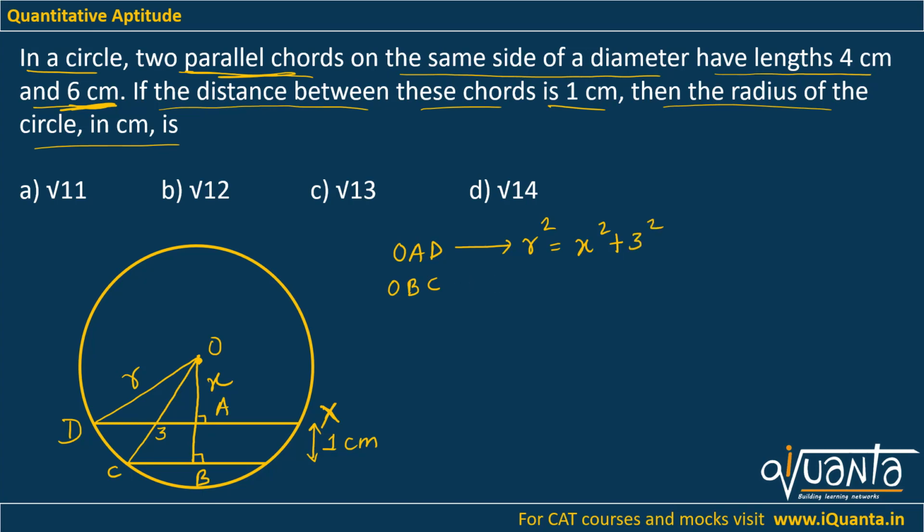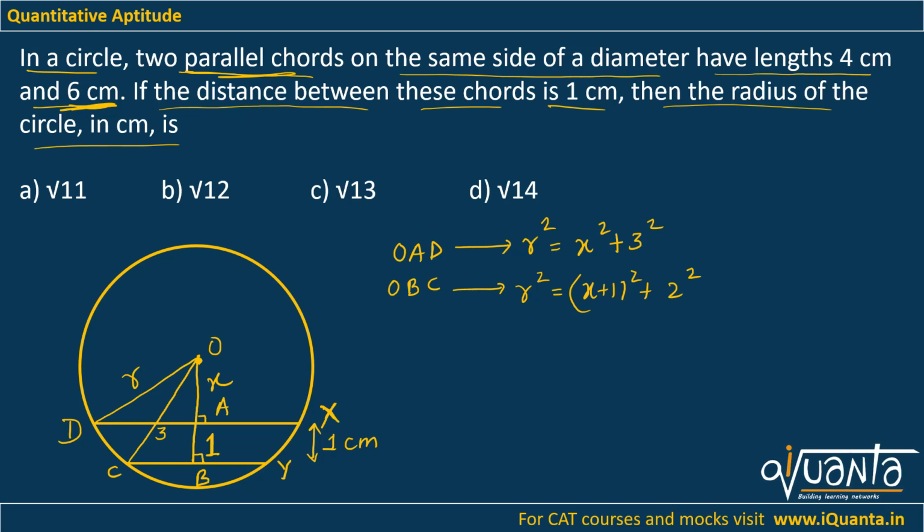Now let me apply Pythagoras theorem on triangle OBC. So OC square, that means hypotenuse square, which is again R. OC is the radius here. So radius square will be equal to OB square plus BC square. OB is OA plus AB. AB is given as 1 to us. So I can say that OB will be X plus 1. So X plus 1 whole square, and BC square. I know that the length of this smaller chord was 4 cm. Half of it, that means BC, will be 2. So 2 square.